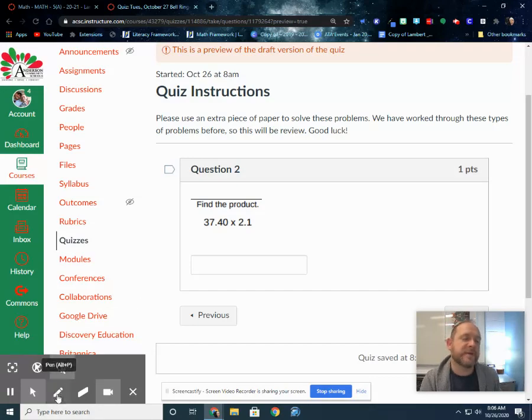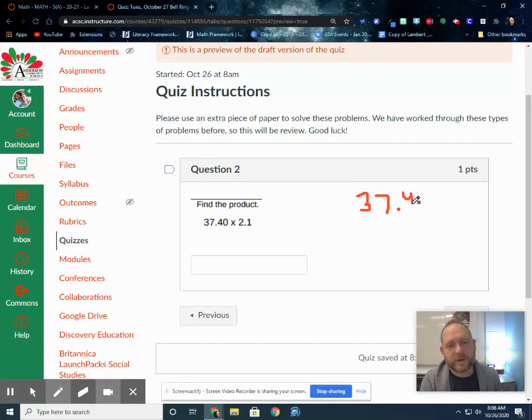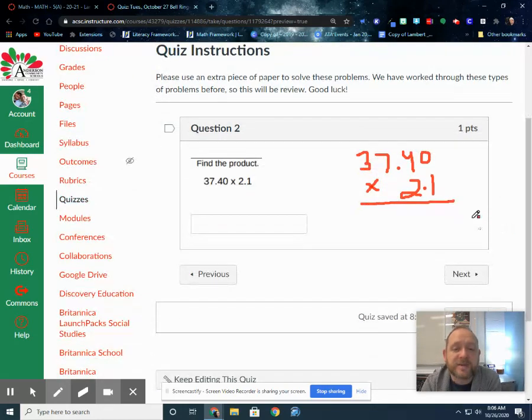Okay, so let's see how you did. I've got 37.40. I can add that 0 in. I can leave it out, actually. It doesn't really matter either way. I'll leave it in because I bet some of you used it. And 2.1. And again, we're going to pretend like these decimal points don't exist while we work through the problem first. We're just going to add the decimals back into our answer.